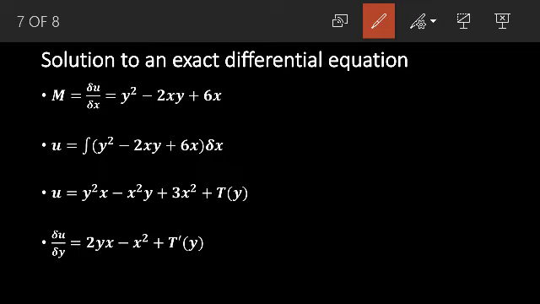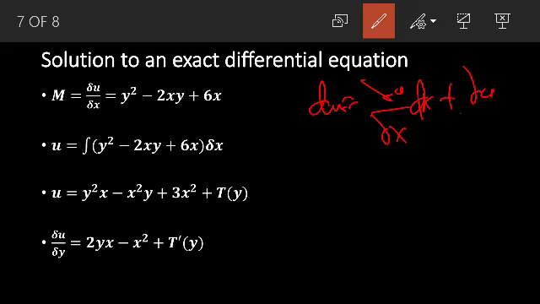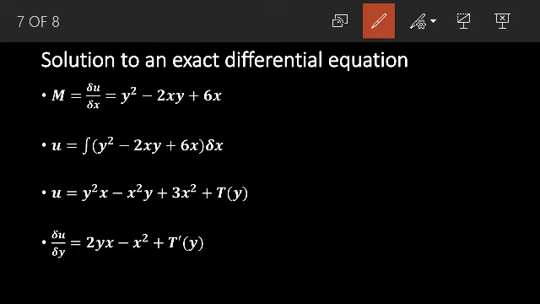Remember, the exact equation can be written as du equal to the partial derivative of u over the partial derivative of x dx, plus the partial derivative of u over the partial derivative of y dy. That's according to the chain rule. So we can say clearly that M is du/dx, and du/dx is equal to this, which is y squared minus 2xy plus 6x.